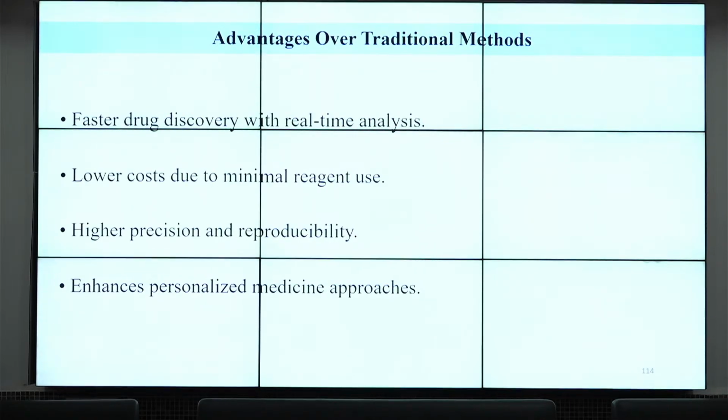The advantages are faster drug discovery, real-time analysis, and lower cost, of course, due to minimal reagent use. The operational cost is of course lower, but the capital expenditure is not lower. Today's peptide synthesizer is hugely costly. But maybe after a few years, as the research is going on, it might be much easier in terms of making the things automated. Then of course the lower cost comes with higher precision and reproducibility. It is hugely precise and accurate, and that is the reason it is costly.